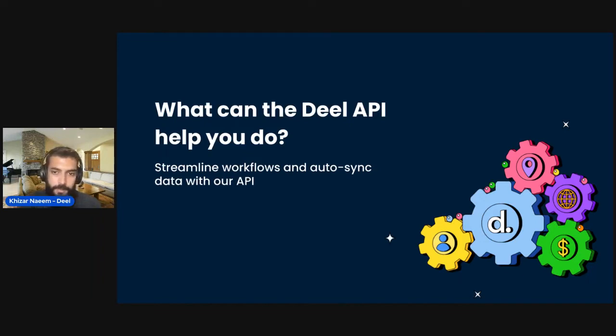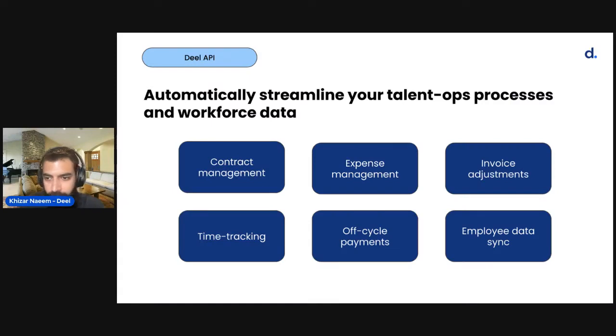What can Deel API help you do? You can essentially automatically streamline your talent operations processes and workflow data. You can do multiple things such as contractor management, expense management, invoice adjustment, time tracking. Rebecca, if you could go to the next slide. Yeah, so you could do time tracking, off-cycle payments, employee data synchronization.